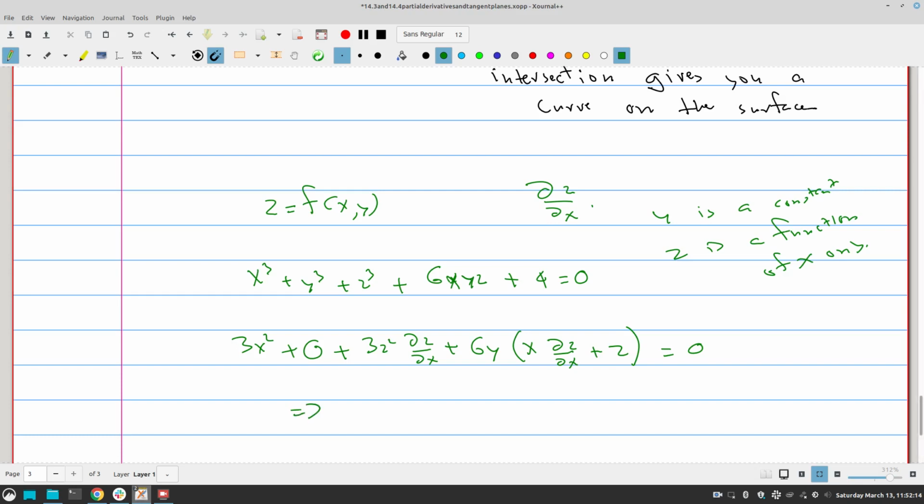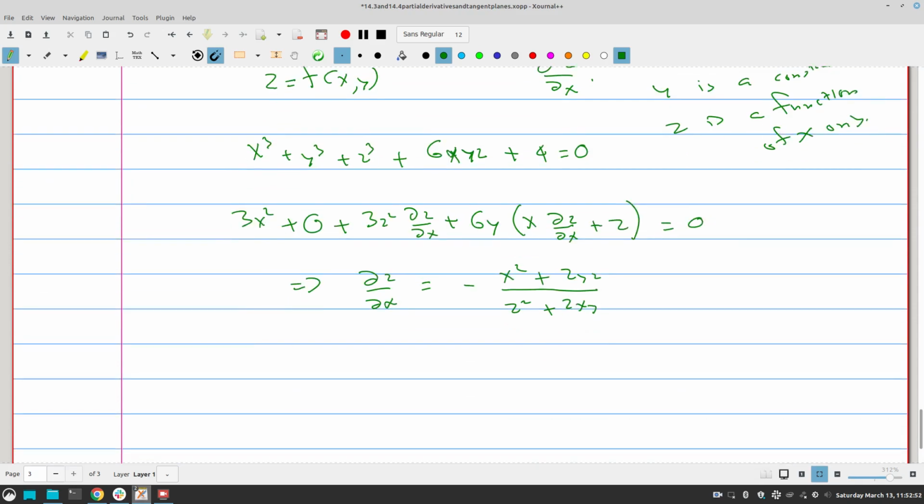So that tells you, let's isolate dz over dx. So dz over dx is then equal to negative x squared plus 2yz, if you divide everything by 3 and then take to the left hand side, and of course downstairs you have z squared plus 2xy.